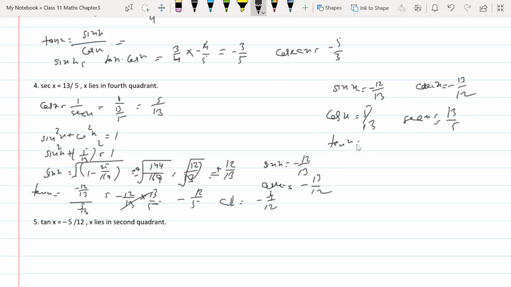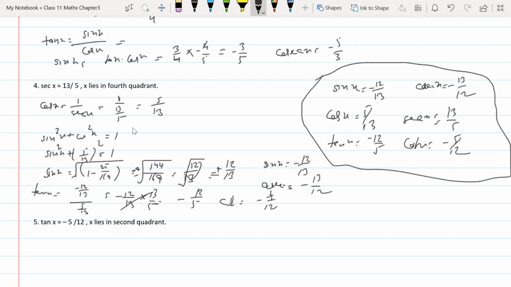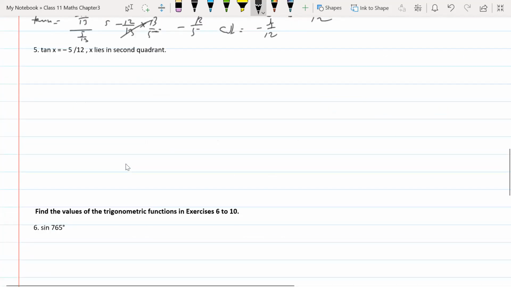Tangent x is minus 12 by 5 and cotangent x is minus 5 by 12. That's all about question number 4. Now question number 5. Tangent x is minus 5 by 12, and x lies in the second quadrant. In the second quadrant, tangent is negative. Only sine and cosecant are positive.